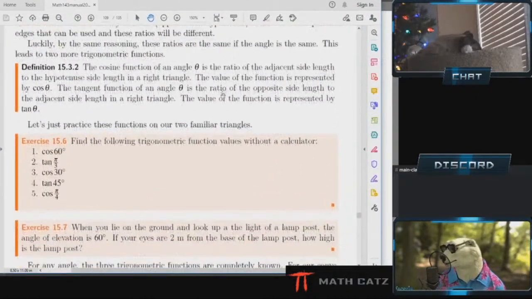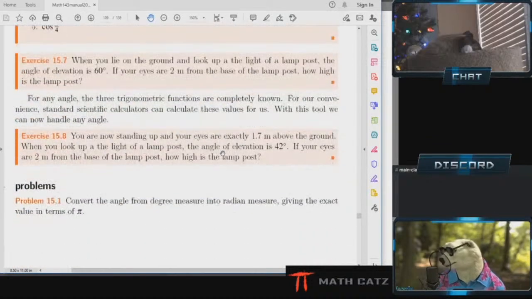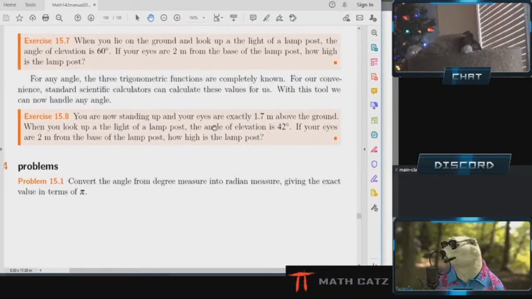It's not a long day, but it is an important day to wrap things up in a satisfying way, to see where these trigonometric functions come up at all. Exercise 15.7. Again, I just read it once, and then we'll go through it and explain it by way of a diagram.